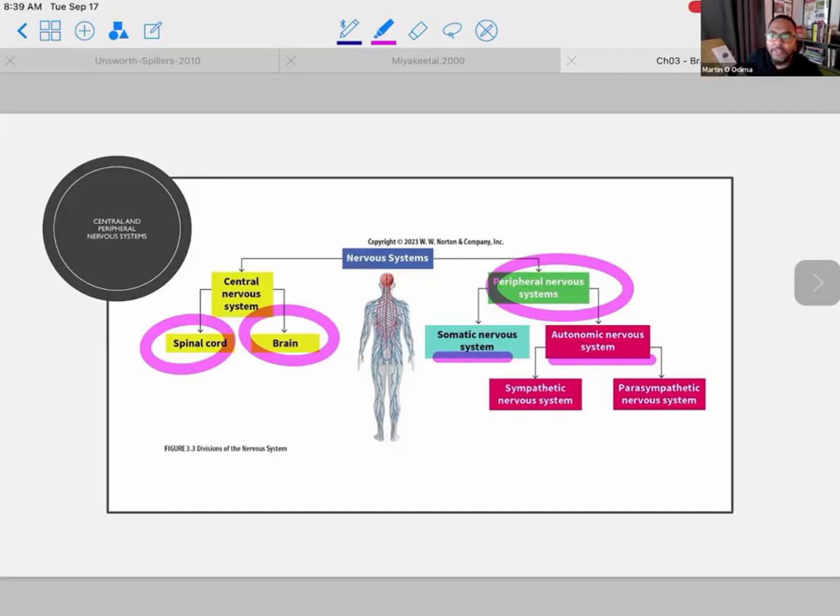And just to give you a little bit more detail about that, the autonomic nervous system is divided into the sympathetic nervous system, or fight or flight response, and the parasympathetic nervous system, which is when it comes to resting, what is our body doing while we're resting, or when we're digesting food and those processes and things like that.